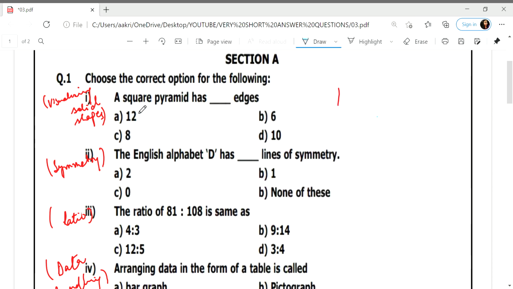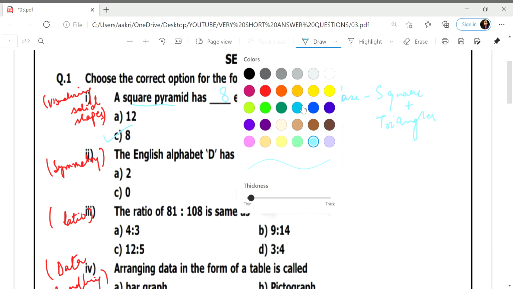So square pyramid means the base is square and the upper part square plus triangle. So the number of edges in the square pyramid are 8 edges. Please remember, a square pyramid has 8 edges. Let us move to the next question.